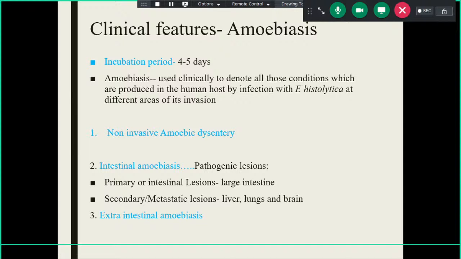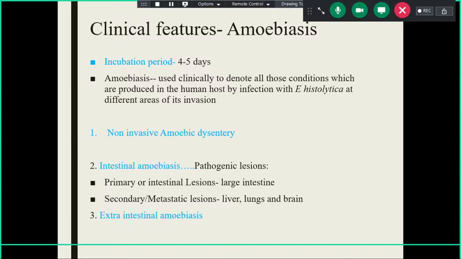Intestinal amoebiasis and extraintestinal amoebiasis. In intestinal amoebiasis, pathological lesions are found in the intestine. If it is found in the intestine, we call it the primary lesion, and secondary and metastatic lesions can be found in the liver, lungs and brain.